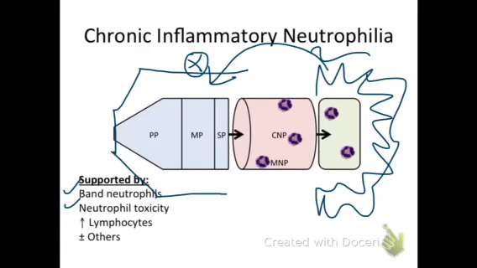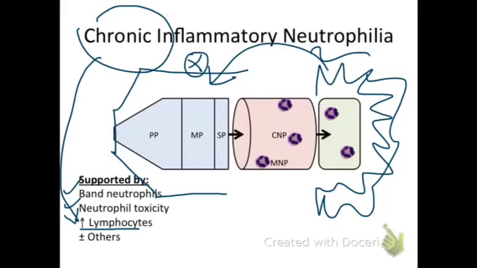In contrast to acute inflammation, lymphocytosis instead of lymphopenia is seen with chronicity. And this is because the lymphocytes undergo hyperplasia in response to chronic antigenic stimulation.